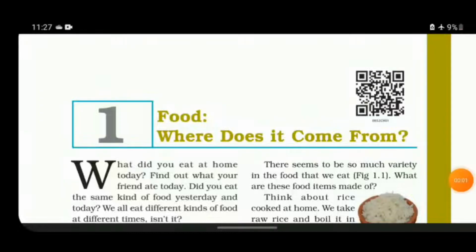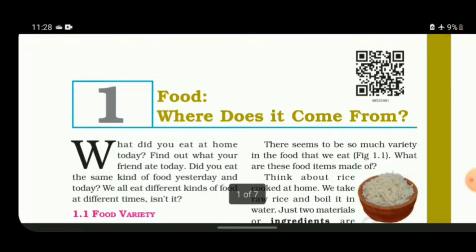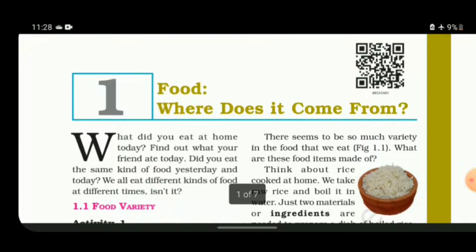Notebook explanation. Today we will tell you about Class 6 Chapter 1. Chapter 1, Page 1: Food. Where does it come from? What did you eat at home? Today find out what your friend ate today.